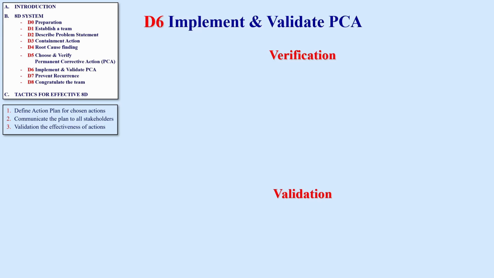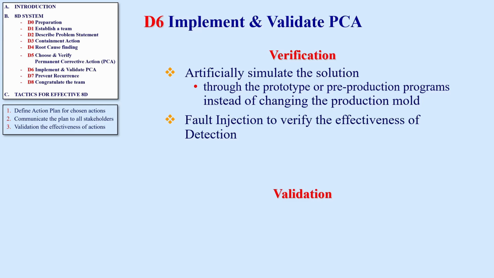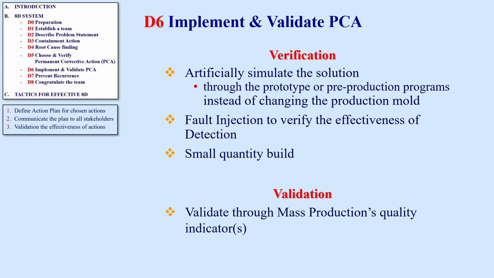Verification is done by artificially simulating the solution. For example, through a prototype or pre-production programs, instead of changing the production mold. Fault injection is also a tactic to verify the effectiveness of detection. Verification generally can be done through a small quantity build, while for validation, normally it is through mass production's quality indicators.